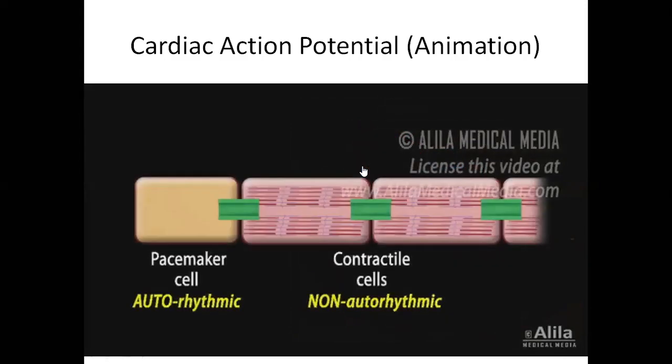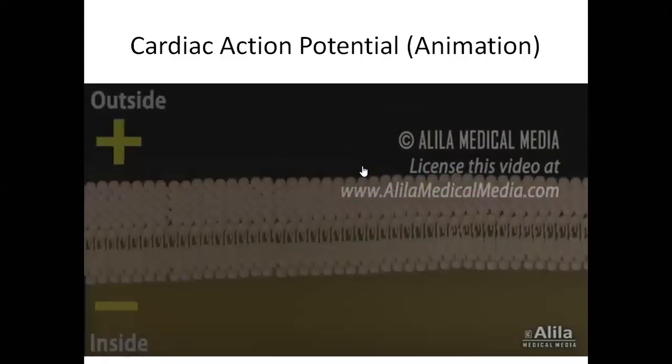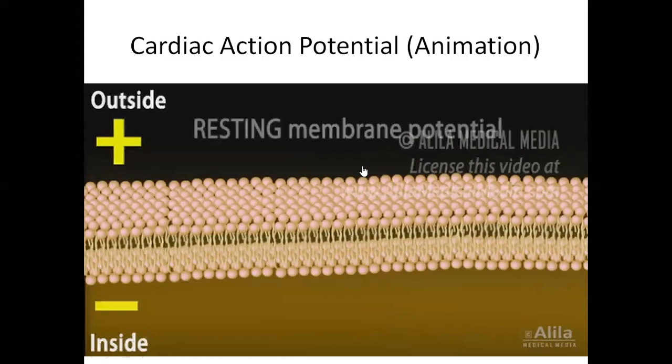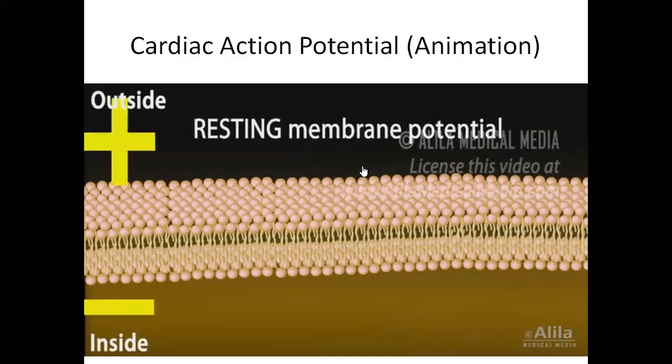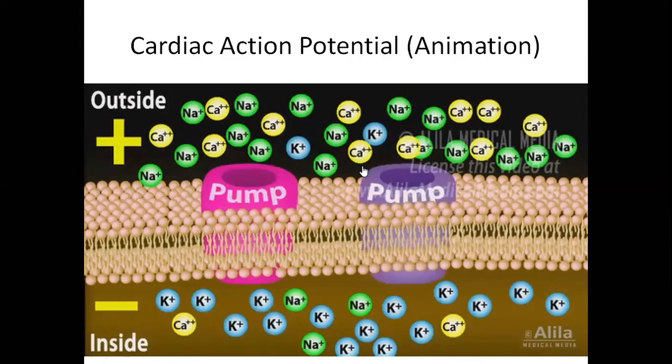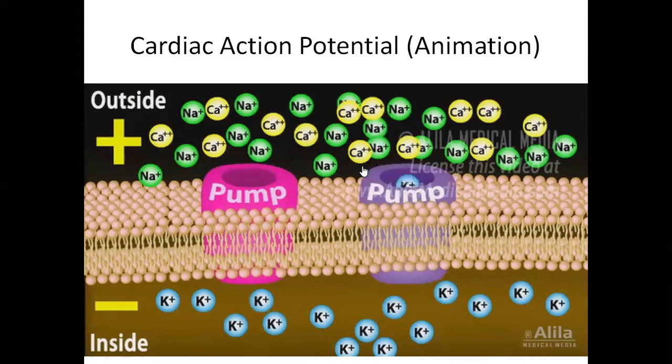Pacemaker cells and contractile myocytes exhibit different forms of action potentials. Cells are polarized, meaning there is an electrical voltage across the cell membrane. In a resting cell, the membrane voltage, known as the resting membrane potential, is usually negative. This means the cell is more negative on the inside. At this resting state, there are concentration gradients of several ions across the cell membrane, more sodium and calcium outside the cell, and more potassium inside the cell. These gradients are maintained by several pumps that bring sodium and calcium out and potassium in.